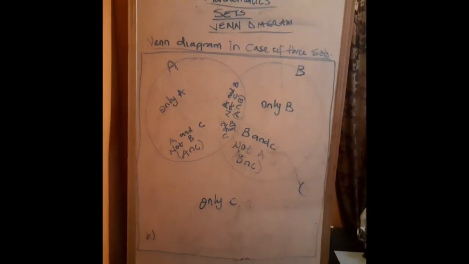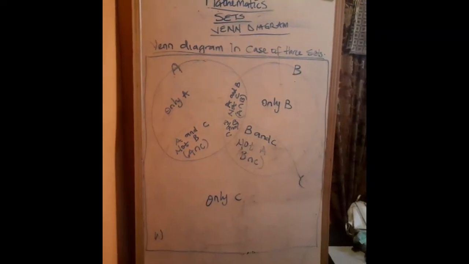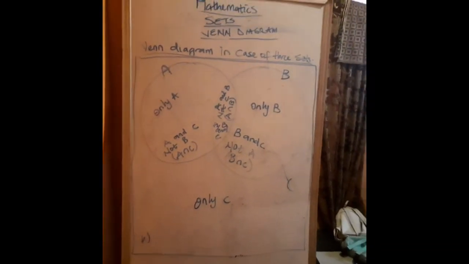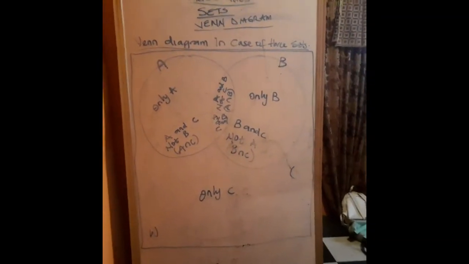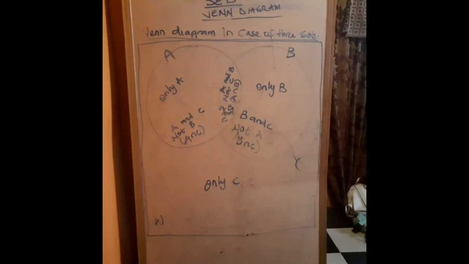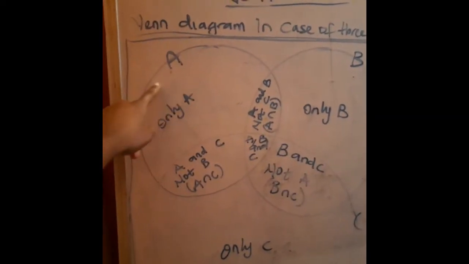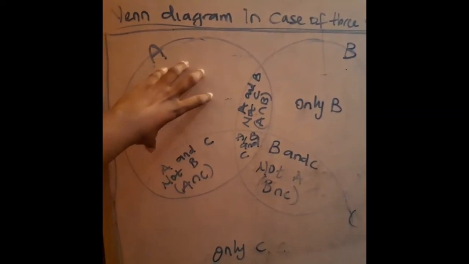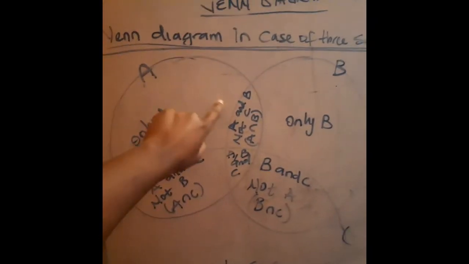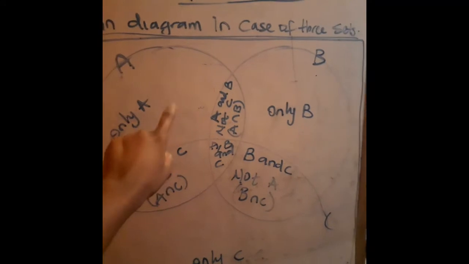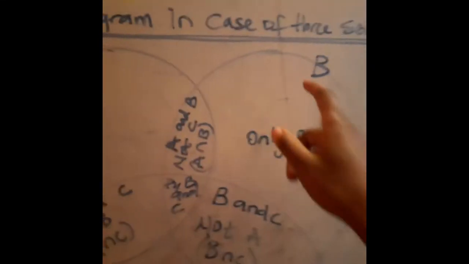So this is a Venn diagram in the case of three sets. I'm sorry, my diagram is actually faded and not really clear. But we have three circles: set A, set B, and set C. There's no element in this region, so I just wrote it in case we see it. Any element we have here is for A only. Any element we have here is for B only. And any element we have here is for C only. Look at the diagram very well. It's for C only.